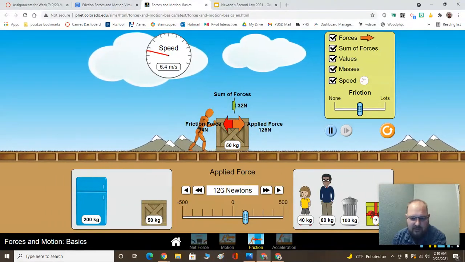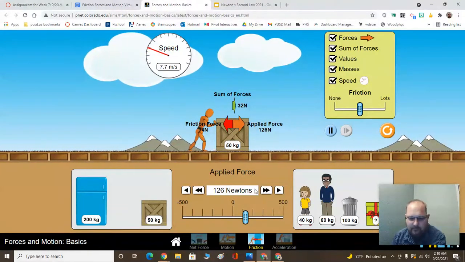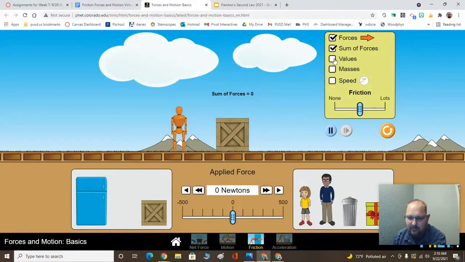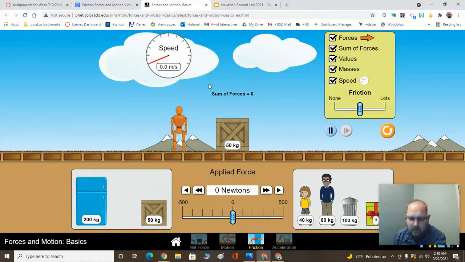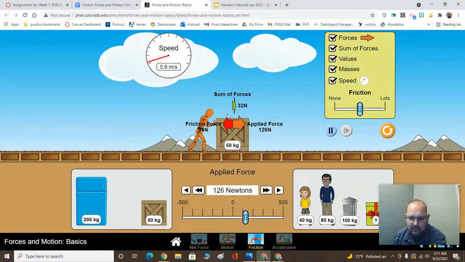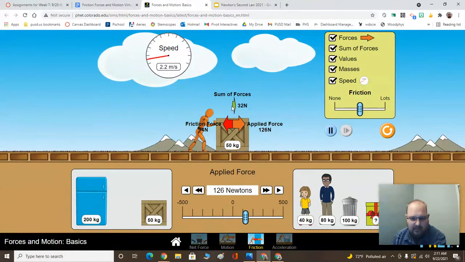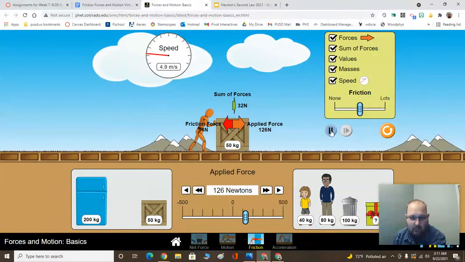It doesn't all of a sudden go from 125. Let me reset this actually where we have all of our fun stuff here. Okay, so if we go to 125 again, at 125 newtons, we have 0 forces as our net force. But all of a sudden, with 126, we end up with 32 newtons of force. And so we have to ask the question of why is that?